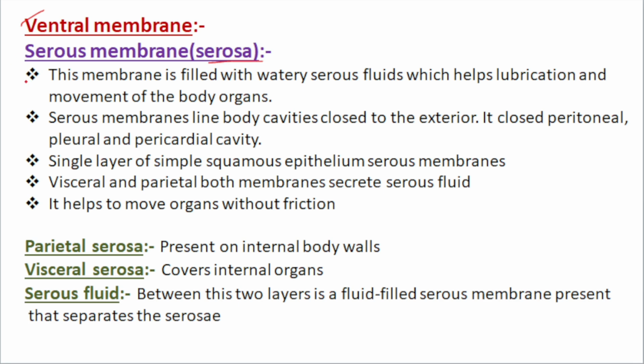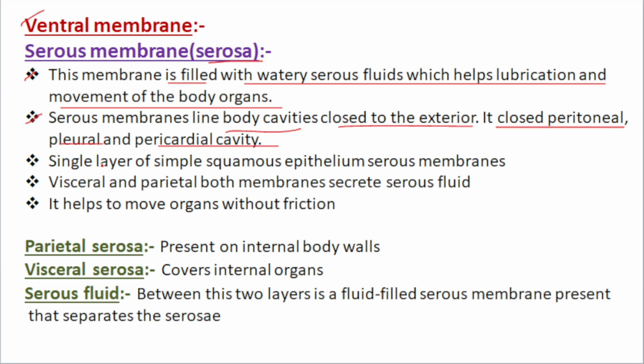So here I discuss some points about serous membrane. This membrane is mainly filled with watery serous fluid that helps the lubrication and the movement of the body organs. And this membrane lines the body cavity that is closed to the exterior. It also lines the peritoneal, pleural and pericardial cavity. And the serous membrane is mainly made up of a single layer of squamous epithelium. Visceral membrane means the inner membrane and the parietal membrane means the outer membrane. Both secrete the serous fluid and it also helps the movement of the organs without any friction.